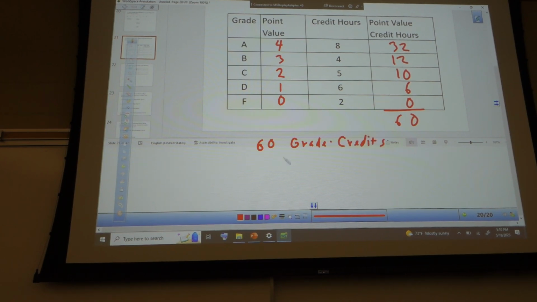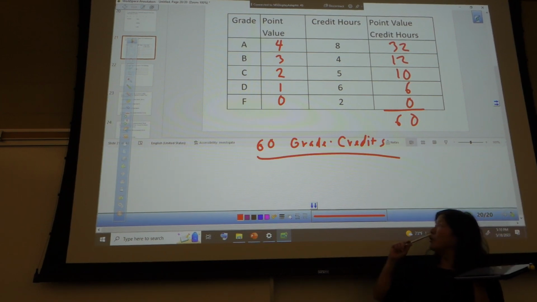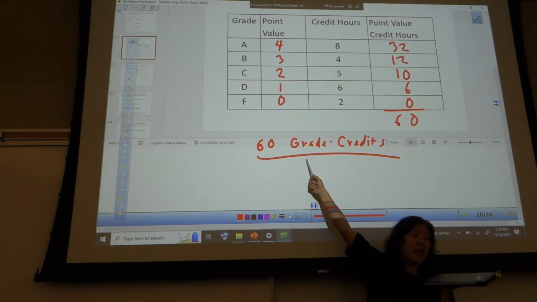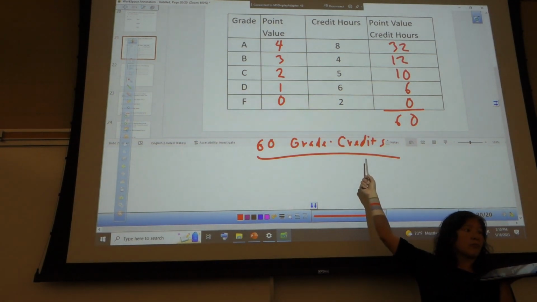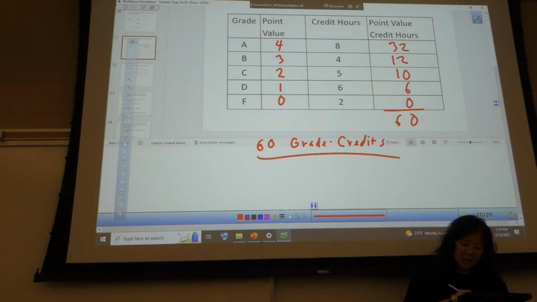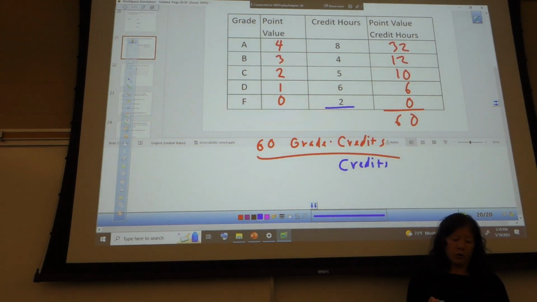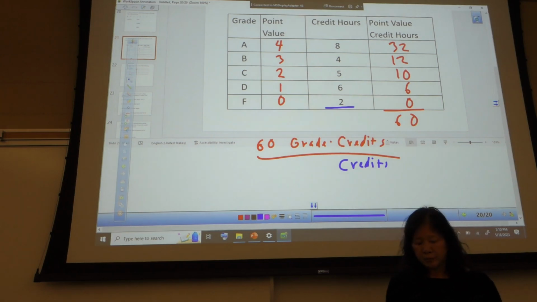So is my GPA 60? No, I need to divide by something. So do I want the average grade or the average credit? Average grade, which means I need to cancel out, I need to get rid of these credits. I need to divide out the credits. So it means I need to figure out what my total credits are and divide by that.